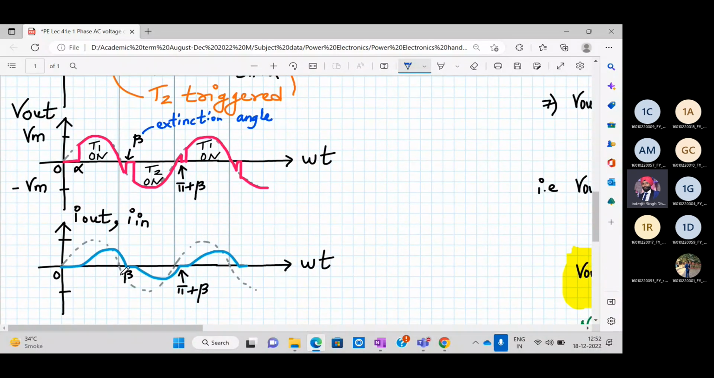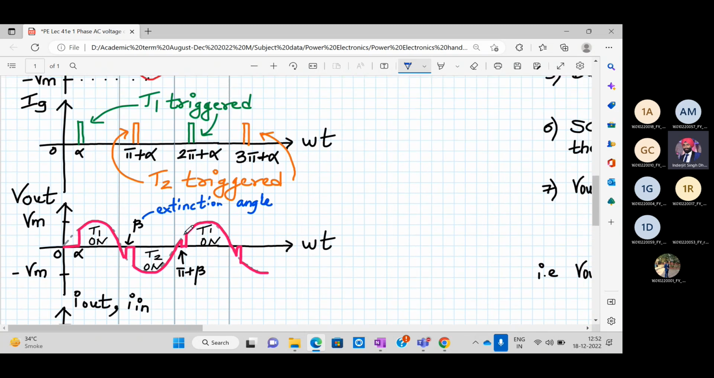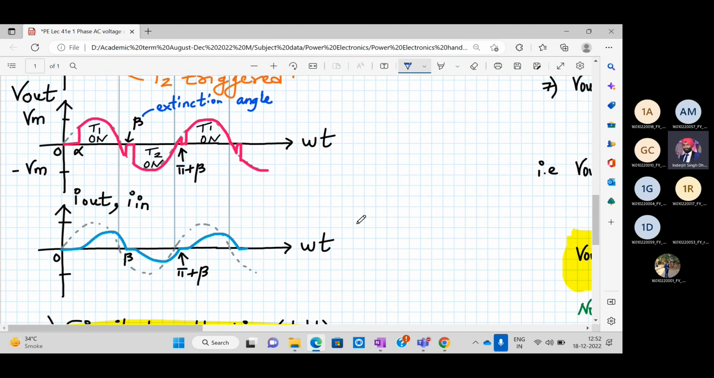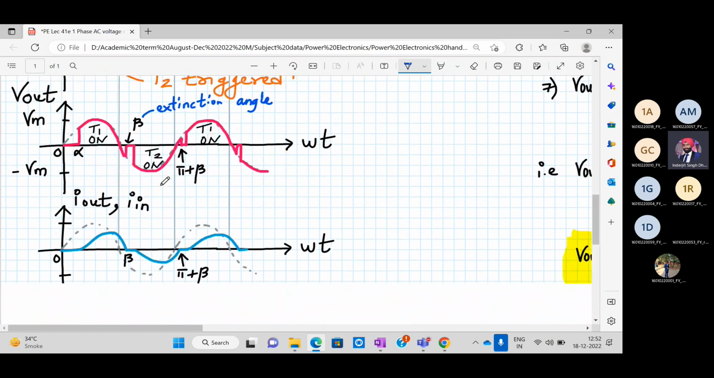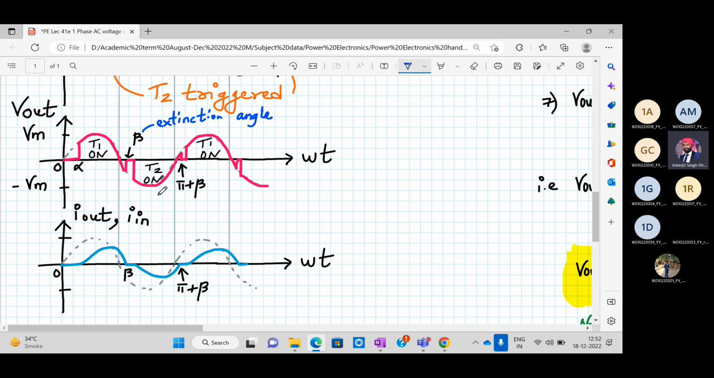So at beta, the SCR T1 will turn off, and at pi plus alpha, SCR T2 will turn on. So it will increase the current, and again at pi plus beta, T2 will turn off, and at 2 pi plus alpha, T1 again will turn on, and that is the way you will get the I out current. Is this clear to you? The only challenge over here is this difference. To understand the V out waveform is to understand the circuit functioning. And if you are able to draw the output voltage and load current, you have understood the circuit.